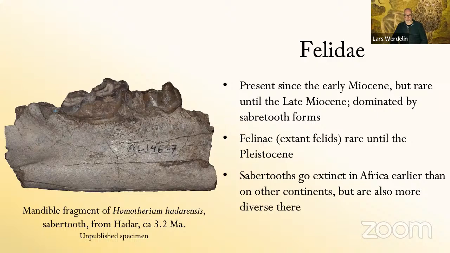So that's much earlier. But saber-tooths are, on the other hand, more diverse in Africa than on any other continent. So one of the interesting things about the evolution of the African carnivore fauna is the abundance of saber-tooths and then the extinction of the group. And that is part of the motivation for looking at extinction patterns.